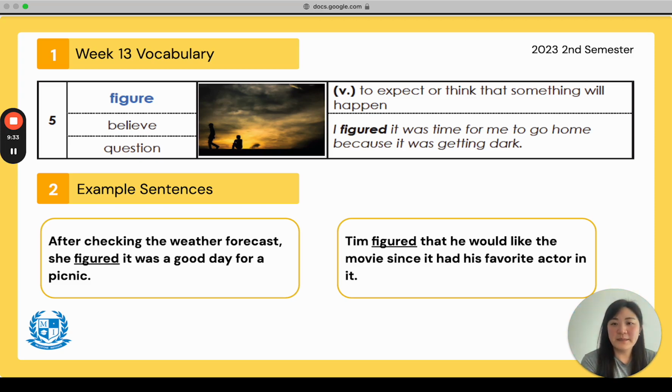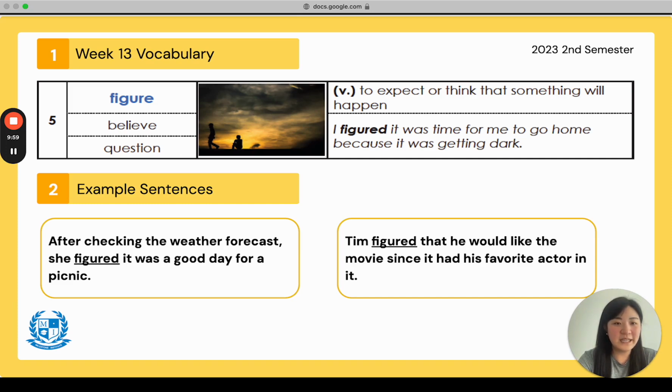Example sentence 1 at the bottom. After checking the weather forecast, she figured it was a good day for a picnic. So she looked on her phone at the weather, and like, oh, wonderful, warm, no wind, no clouds in the sky, perfect and sunny. She's like, I figure it's going to be a perfect day for a picnic. So they decide to go on a picnic.